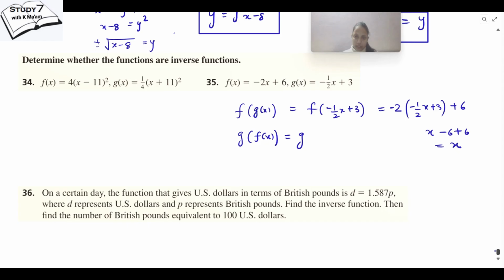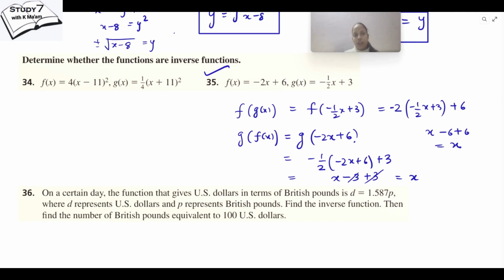Here, g of f(x). f(x) is minus 2x plus 6. Open the brackets. Minus 1 by 2 times minus 2x plus 6. Outside is 3. Negative negative cancel. 2 and 2 cancel. x. 2 3s are 6. So minus 3 plus 3 cancel. Only x left here. So g of f(x) is x. In this case, f of g and g of f both are equal to x. So yes, they are inverses of each other. But if you try for this, it will not come to be an inverse.